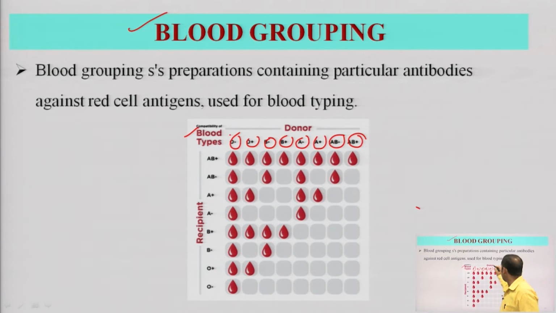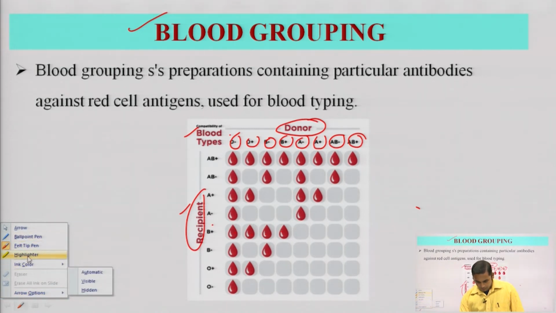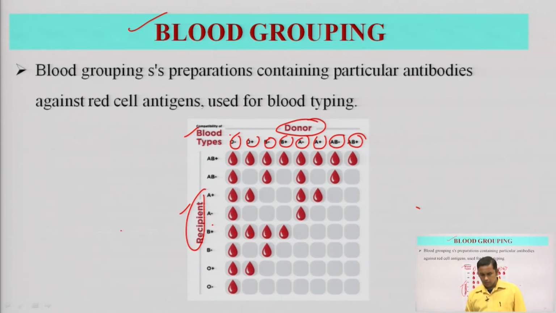Here are the people who can donate, and here are the people who can be recipients. If your blood is B positive, then according to this chart you can take blood from these people. So, here is an interesting chart; you may take a screenshot and save it for your further reference, because based on that you can understand to whom you can give your blood.